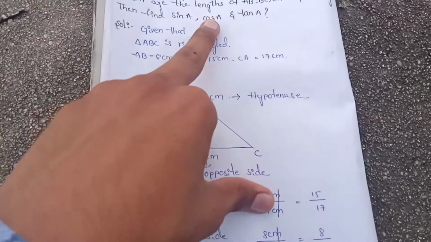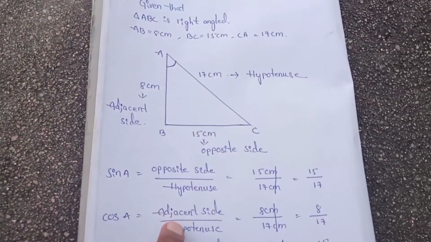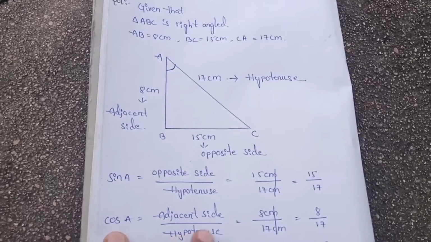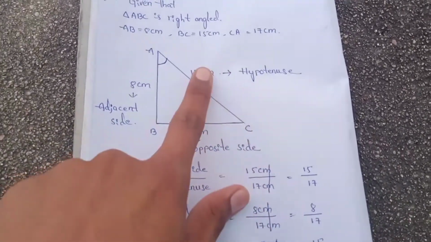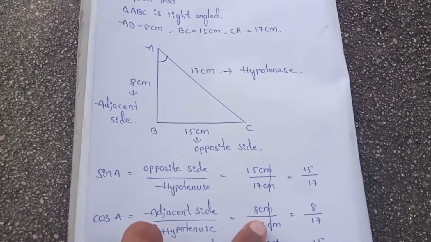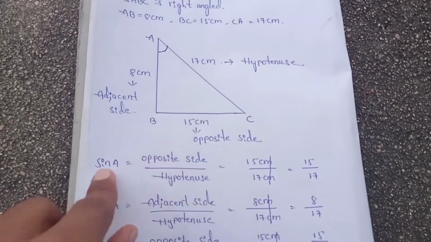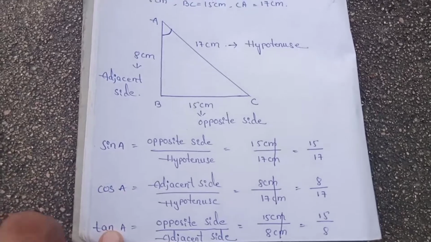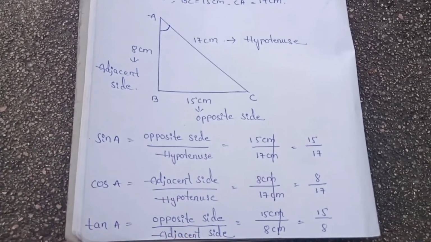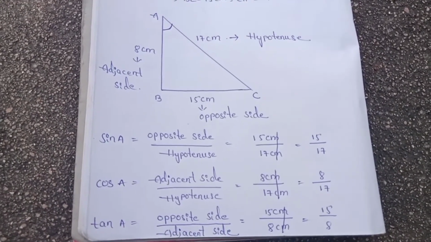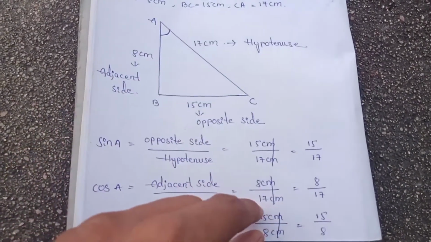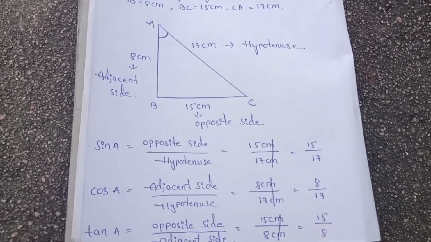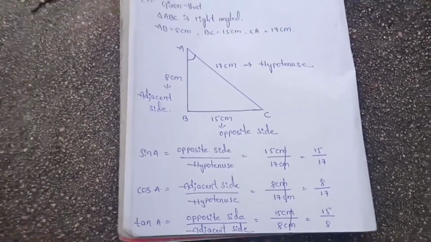Next, what is asked to find? Cos A. Cos A is nothing but adjacent side by hypotenuse. What is the adjacent side given here? 8 cm. Hypotenuse 17 cm. So 8 by 17. Next, tan A. Tan A is opposite side by adjacent side. What is the opposite side given here? 15 cm. Adjacent side 8 cm. Centimeter cancels. 15 by 8 is our answer. See, this is our first problem.